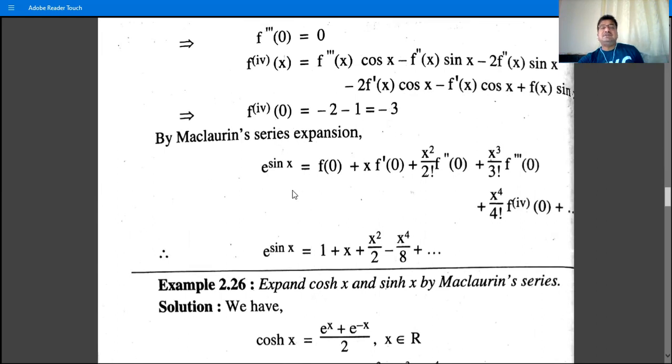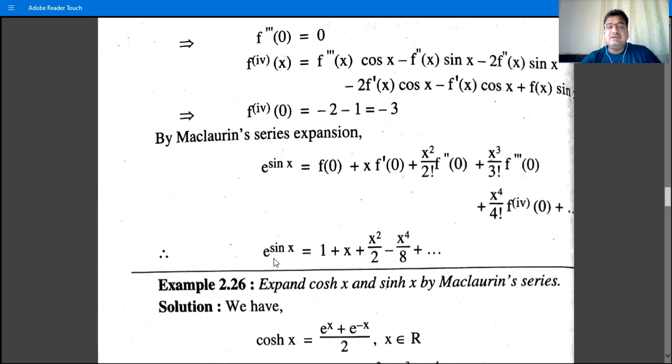Then by Maclaurin's theorem, f x is equal to f of 0 plus x f dash 0 plus x square by 2 factorial f double dash 0 plus x cube by 3 factorial f triple dash 0 plus x raised to 4 by 4 factorial f raised to 4 of 0 and so on. Here f x is e raised to sin x. In the next step, we write f x using Maclaurin's theorem.